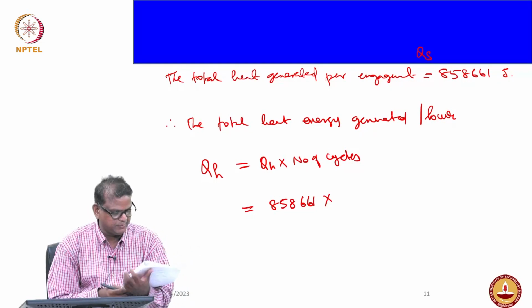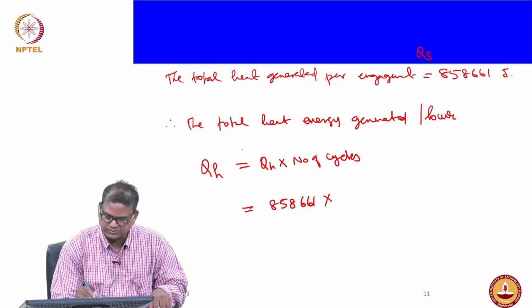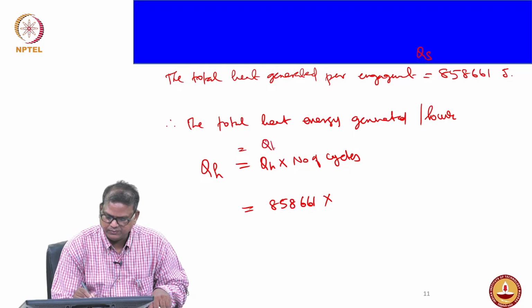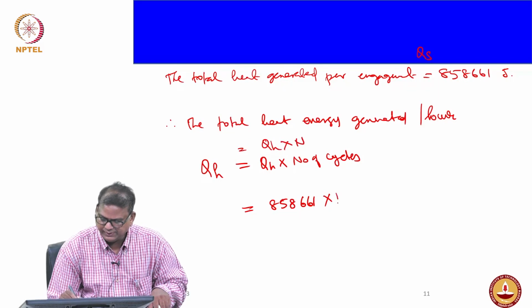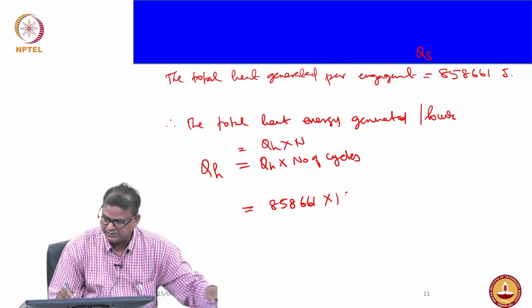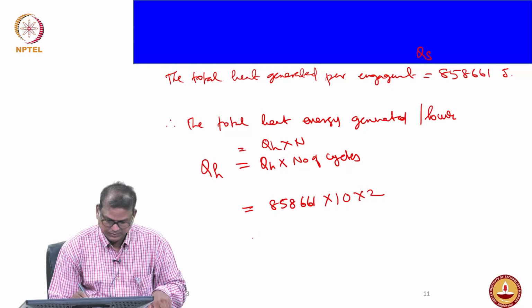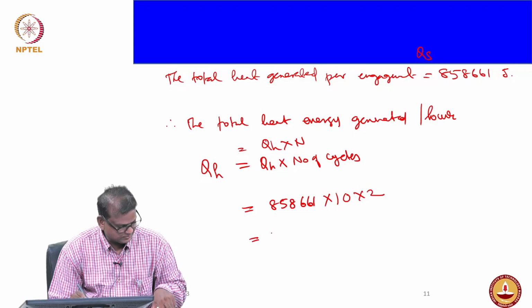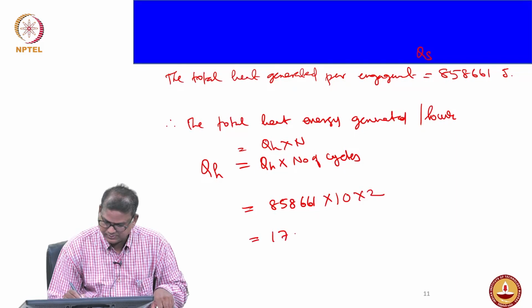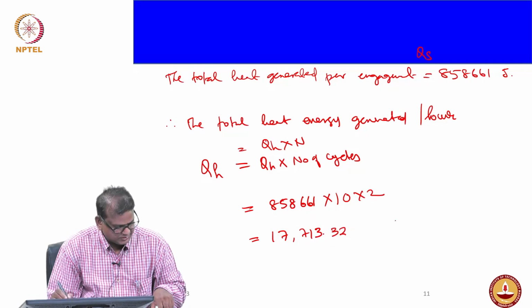The number of cycles you can take as n also. Maybe this is QH into n. In the problem, 10 cycles are given: 10 cycles up and down, 10 into 2. So that is what is given. If you do that, we would expect 17,713,232.